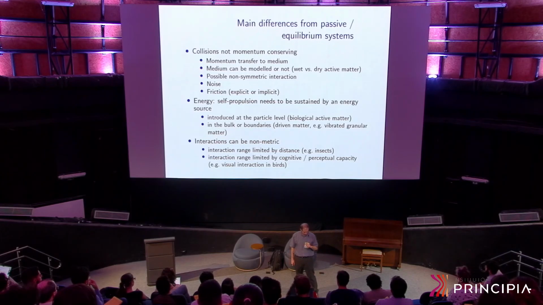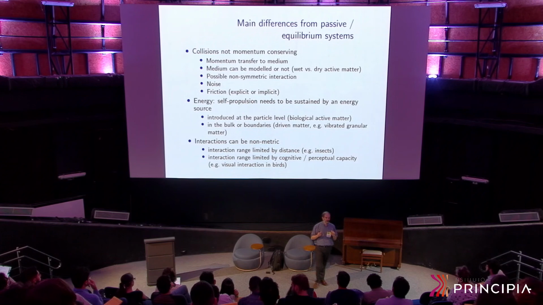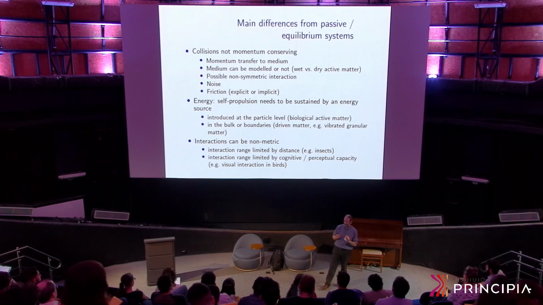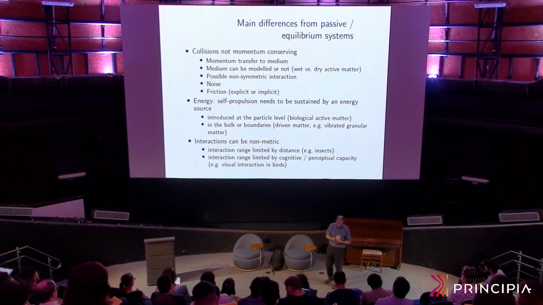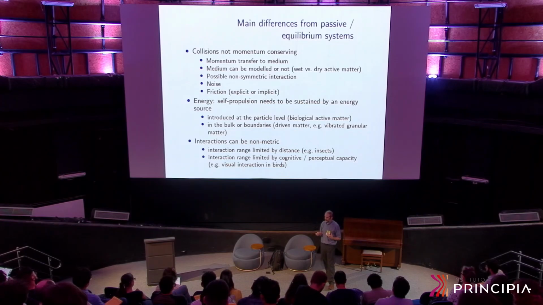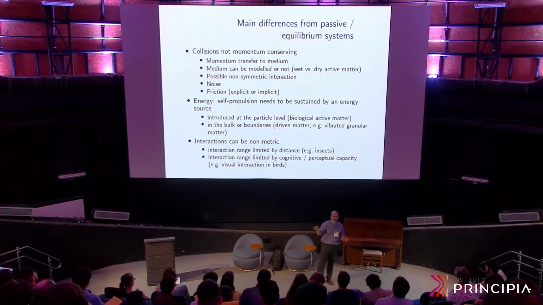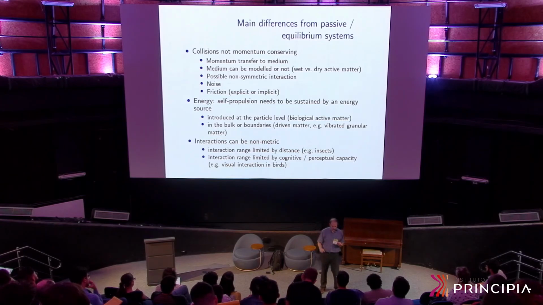Another thing is that interactions can be non-symmetric. Non-symmetric, I mean, they do not have to obey Newton's third law, action and reaction. Not only because, as I said, momentum is not conserved, but also because the way the animals interact can be, for instance, visual, and it can happen that I am looking at you, but you're not looking at me. So I'm seeing my partner's motion, but he's not paying attention. Okay, so the interaction need not be symmetrical.